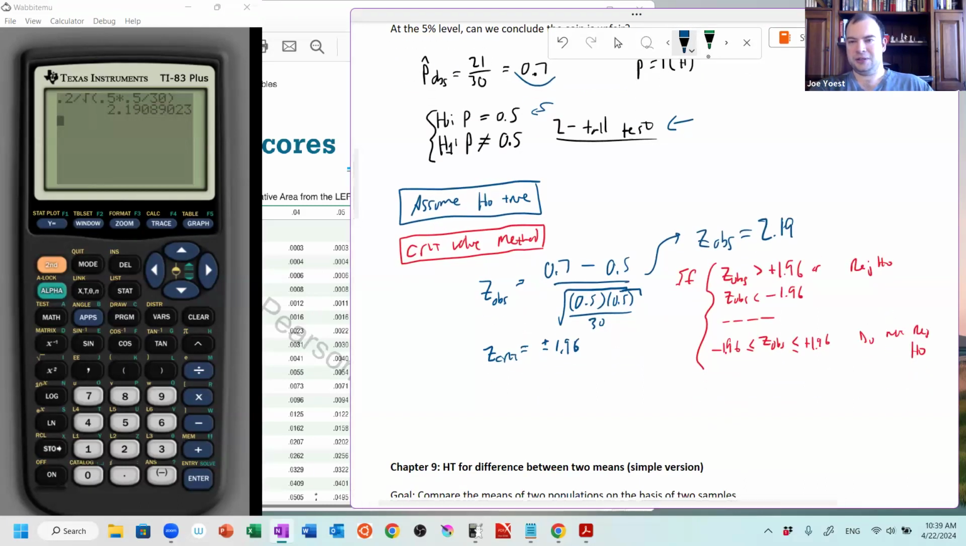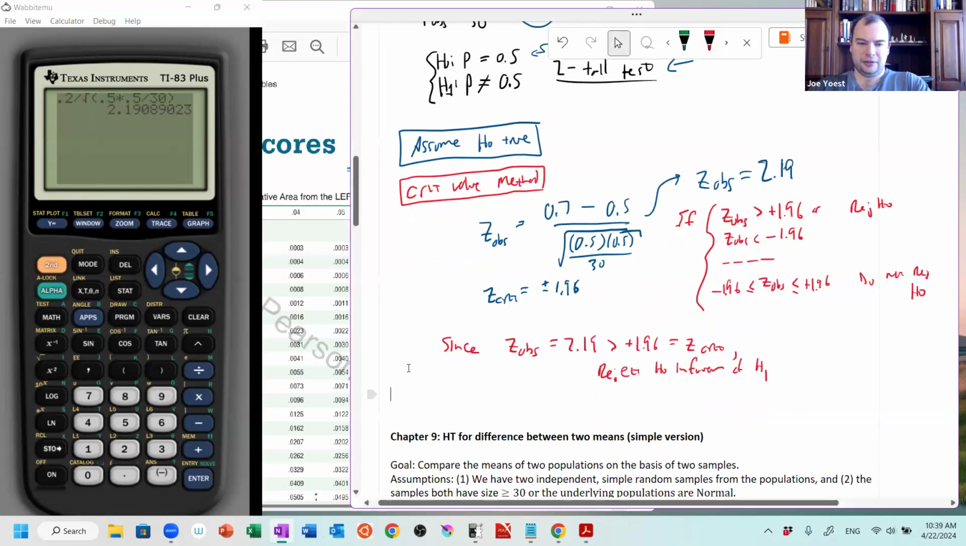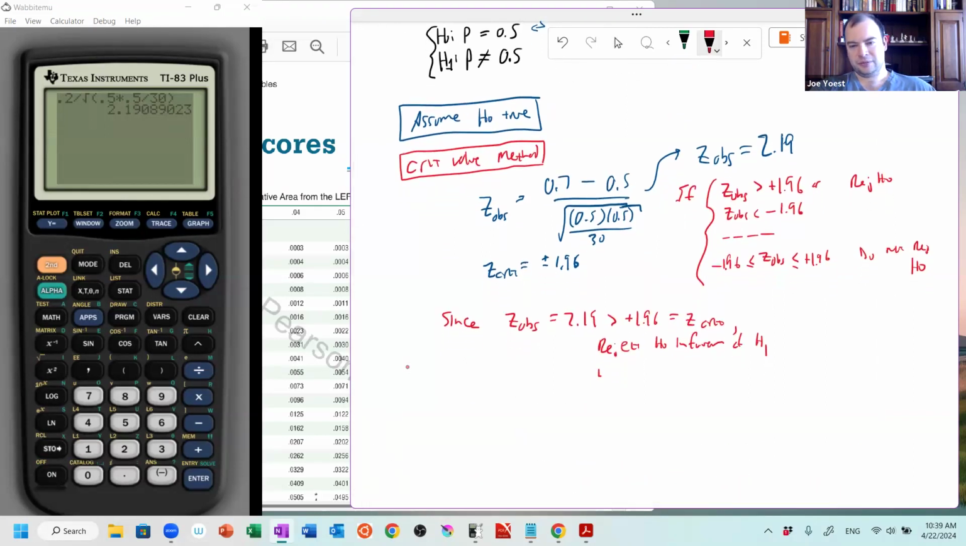So now I can say, since Z observed is 2.19, which is bigger than my right-hand Z critical, we reject H naught in favor of H1, and we conclude the coin is unfair.